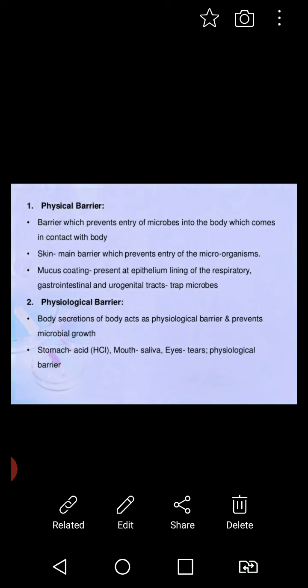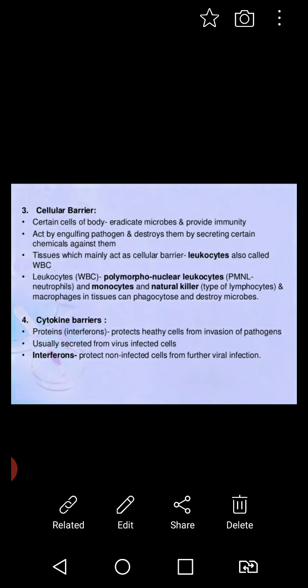And the third one is cellular barriers. What is the third barrier? Cellular barriers. These cellular barriers include special types of cells in our body which kill the disease causing agents. Mainly it is present in leukocytes.